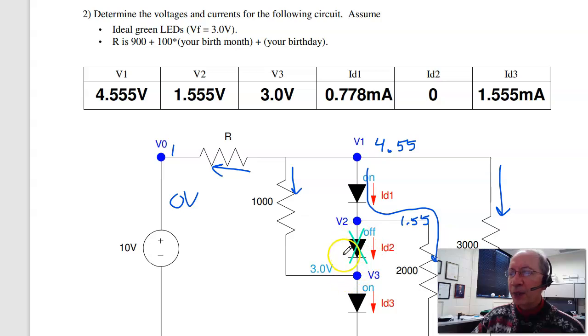I'm trying to push current backwards through V2, that turns it off. And current in equals current out, because that's how I calculated 4.55 volts, the voltage it takes so that the current from the 10 volt source matches the current leaving. So that's problem number 2. And once you know the voltages, find the currents. ID1 is right here, V1 minus 3 over 2,000. ID3 is this current, V1 minus 3 over 1,000.